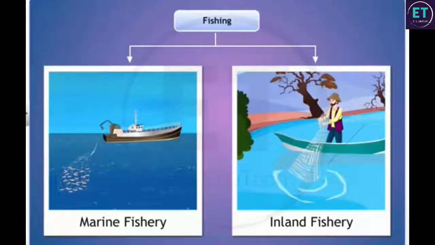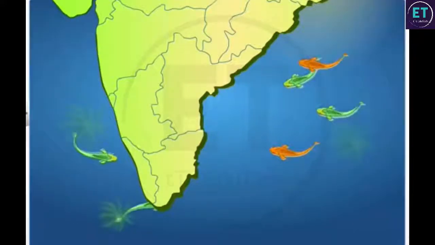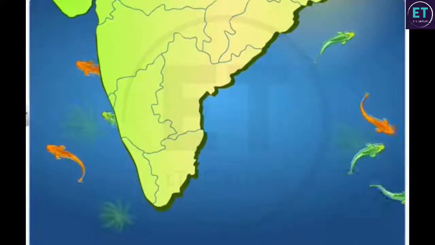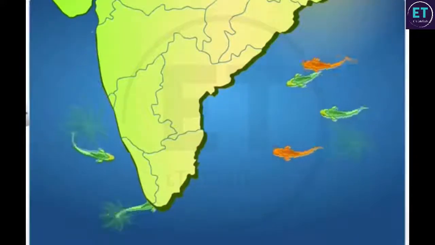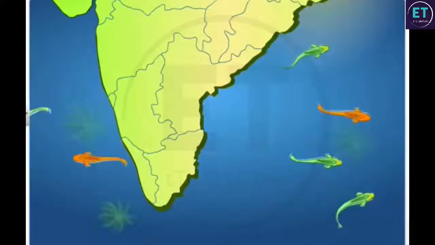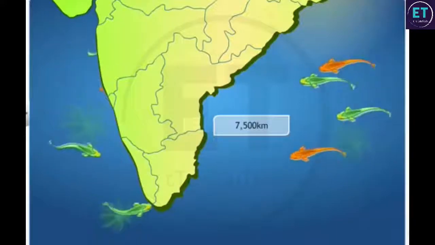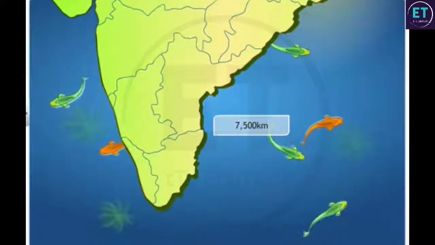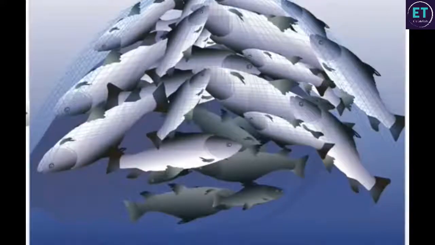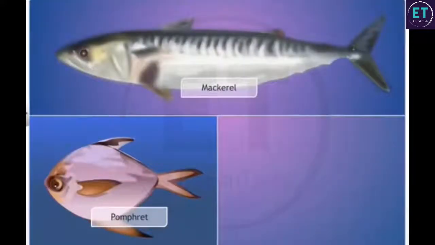Fishing is classified into two types depending upon the resources used for fishing: marine fishery and inland fishery. Fishing in saltwater regions like seas and oceans is called marine fisheries. Marine fishing resources include 7,500 kilometers of the Indian coastline. Marine fish are caught using fishing nets. Popular marine fish varieties include pomfret, mackerel, and tuna.